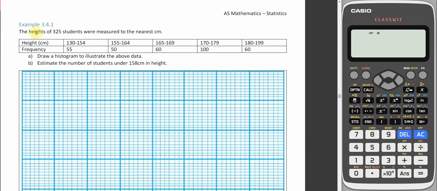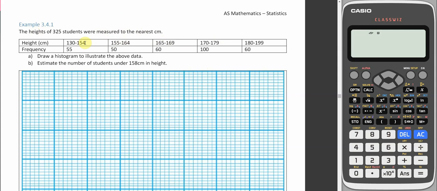Usually when you are measuring the length of something or the amount of time something takes or the mass or weight of something, then that is an example of continuous data. Now although they've been rounded to the nearest centimetre, it is still continuous data. First thing I'm going to do, and this is very important, I'm going to look at the groups. If you notice, it looks like there's gaps between each group.